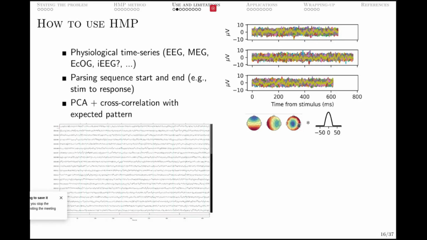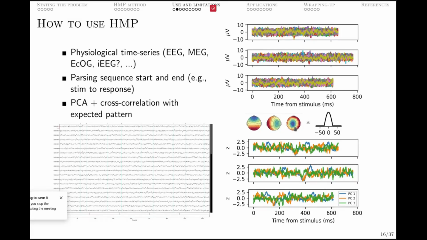Here, I just represent the topographies from the PCA. It's not super important that you get how this is done. This is basically just to say that we have a new set of virtual channels, a lower dimensionality one, that we then cross-correlate with this pattern that we expect in the data.